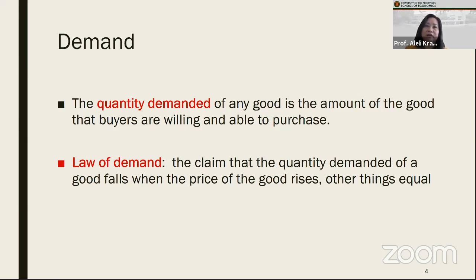And you have the law of demand, which says that the quantity demanded of a good falls when the price of the good rises, other things being equal. Okay, so we assume that the demand follows the law of demand, meaning that the quantity demanded of the good falls when the price of the good rises, other things being equal. We will assume this for now, but when we look at consumer theory, we will describe how this law is derived.